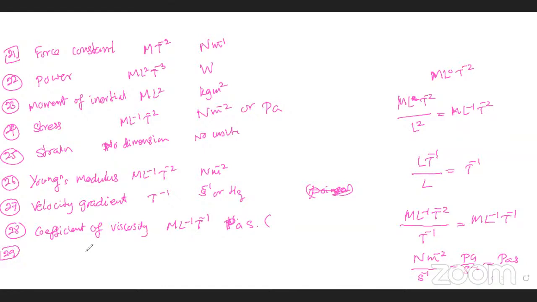29th, the surface tension. Surface tension is force divided by length, same as the force constant. Its dimension is MT minus 2 and its unit is Newton per meter.